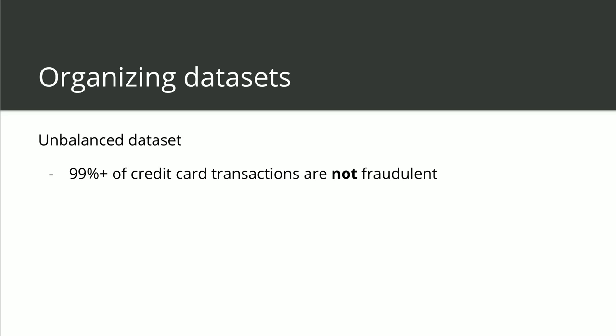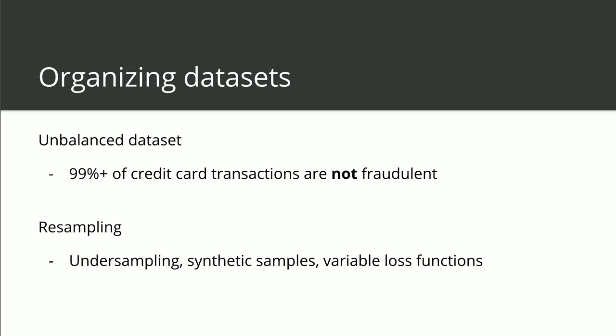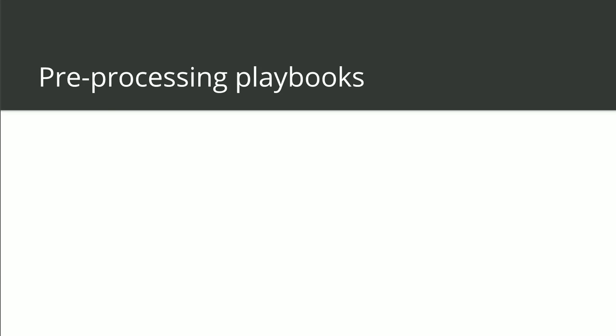Of course, there are other approaches to fix this. Resampling, I think you just want to talk about a few. There's undersampling, where you make sure that the overrepresented class is reduced. There are techniques like SMOTE, which introduce synthetic samples from the existing ones. And of course, you can use variable loss functions. The idea is to provide an overview of all the ways that are possible to actually solve these problems.